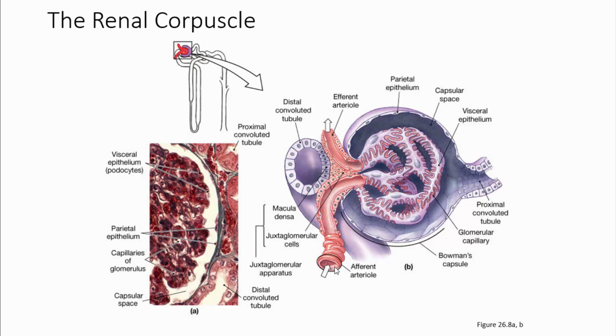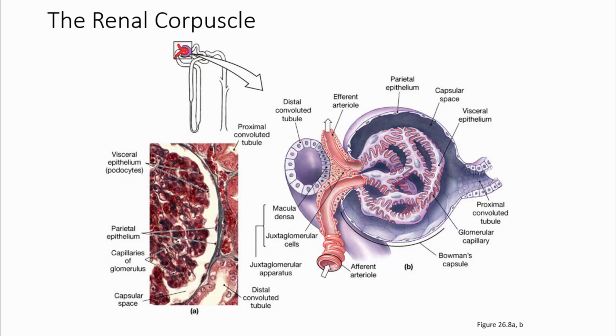So as blood flows in through the afferent arteriole, notice too that there's some muscle here, so we can control the flow, obviously not voluntarily, but the body can control the flow of blood going through the afferent arteriole. And that's one of the ways the glomerular filtration rate is regulated, and that is how much blood actually flows through the glomerulus in a given amount of time. We'll talk about that a little bit later.